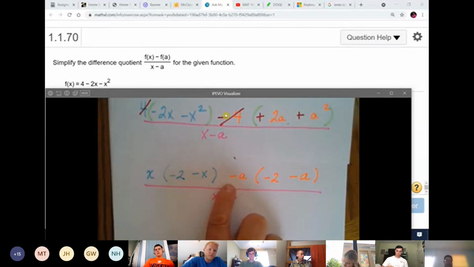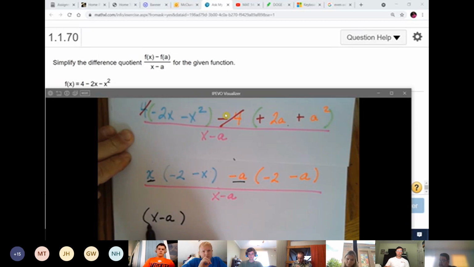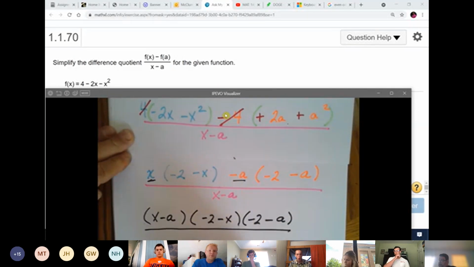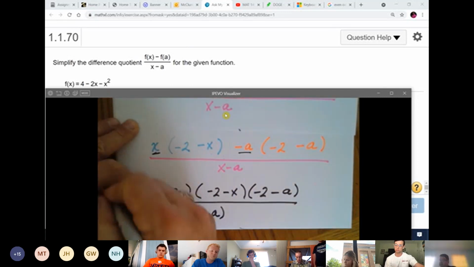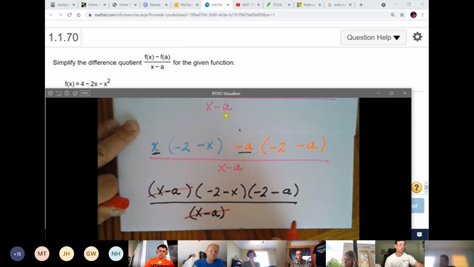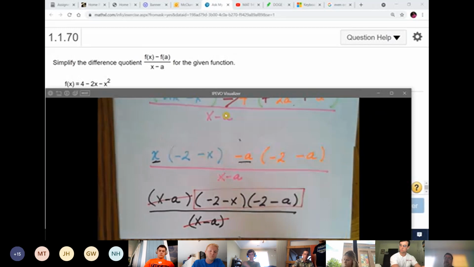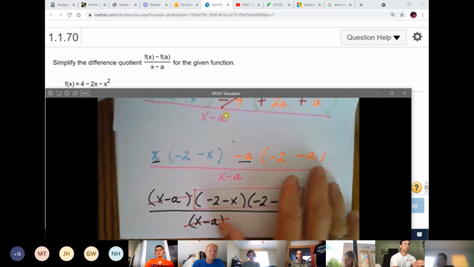Okay, now that leaves me with x minus a. I'm going to write it in black. x minus a times negative 2 minus x, negative 2 minus a, over x minus a, and that cancels. I don't know if they want to go this far, but the x minus a's cancel. And that leaves you with that. I don't know if they multiply them together or not. I'm just going to stop right there because we're running out of time.